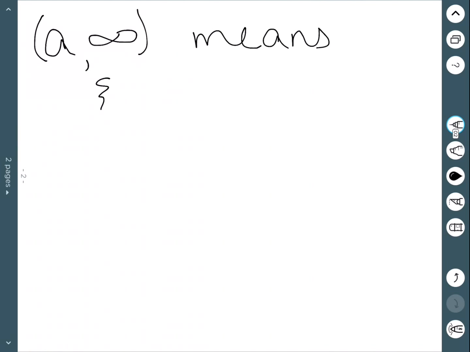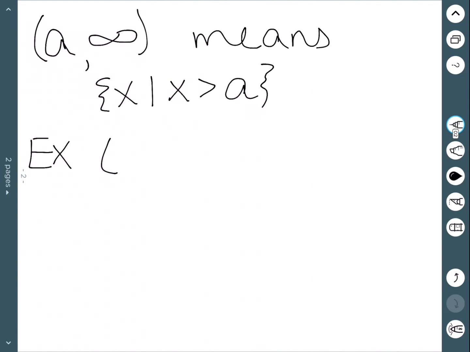Now let's start looking at some particular intervals. In total, there are 9 different types of intervals that we'll look at. The first are things of the form a to infinity. What this means, this is the set of all x such that x is greater than a. As an example, we could consider the interval 3 to infinity. So this is the set of all x such that x is greater than 3.